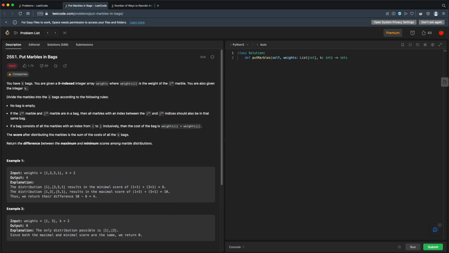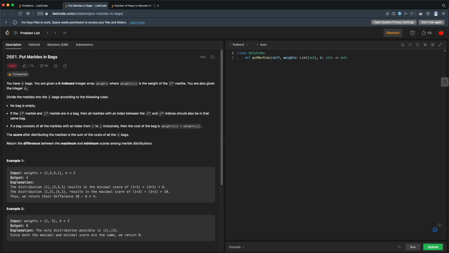All right, we are given k bags and a zero-indexed integer array, weights, where weights at index i is the weight of the ith marble. You are also given the integer k, which they already told us. Divide the marbles into the k bags according to the following rules. No bag may be empty. If the ith marble and the jth marble are in a bag, then all the marbles in between the ith and jth marble are also in the bag.